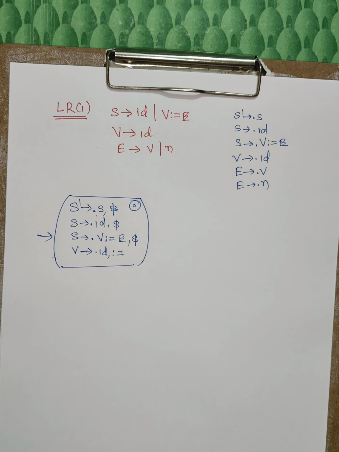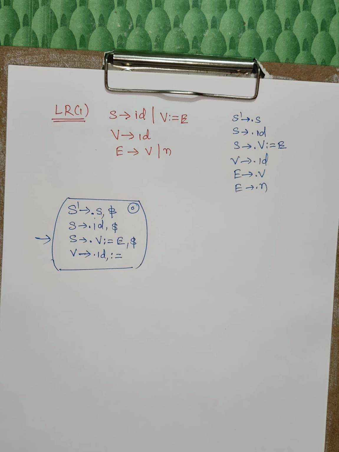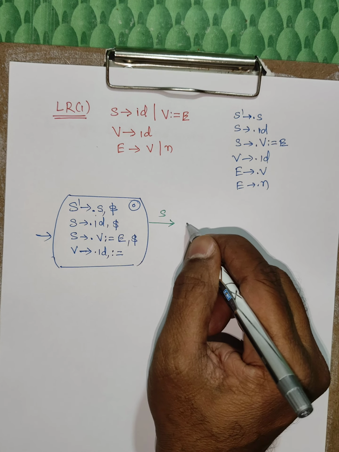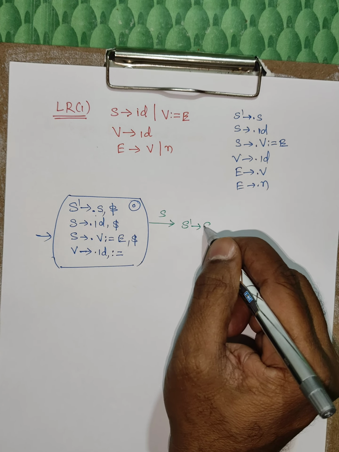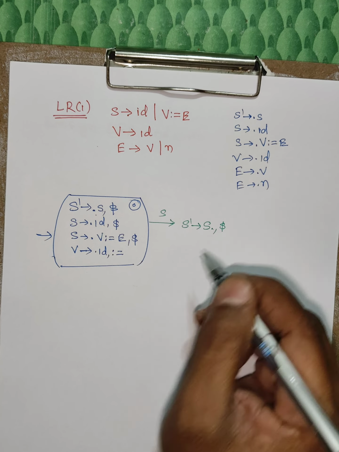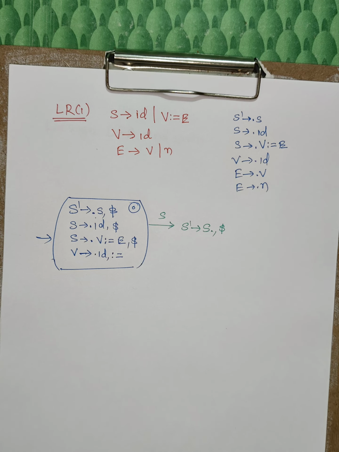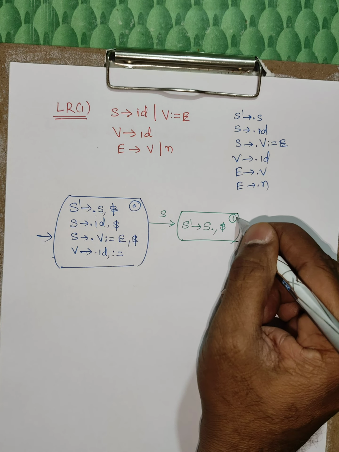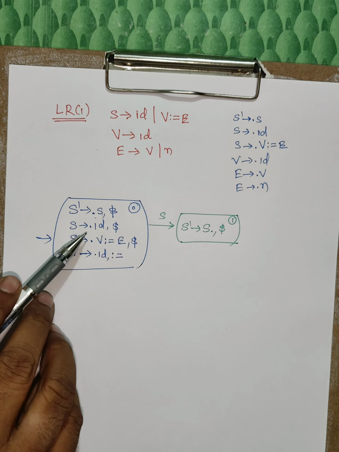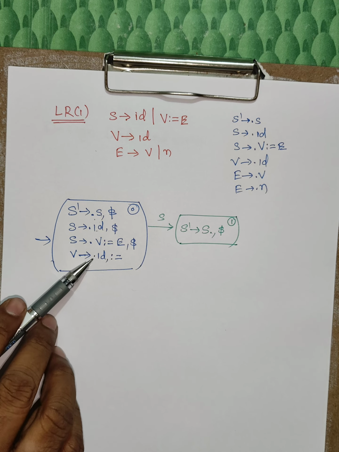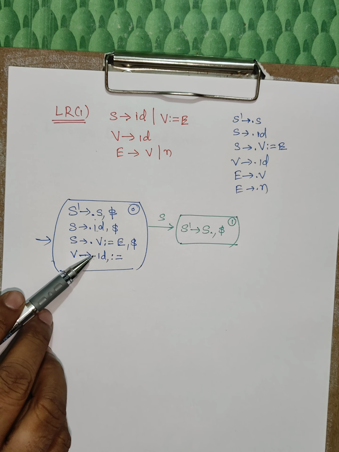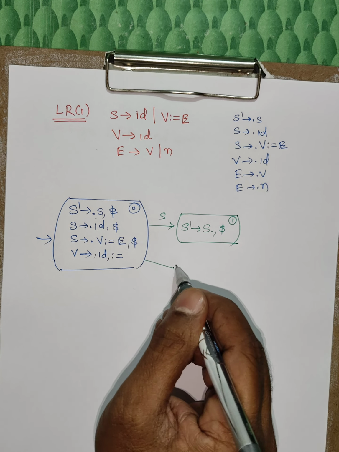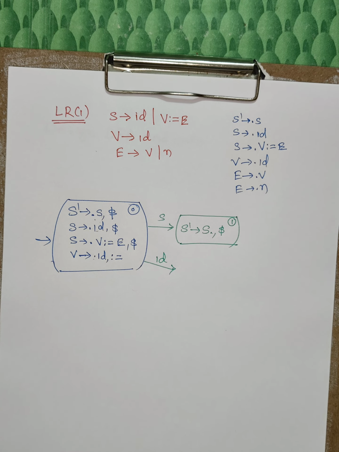Next, from this, transition on S: S' produces S dot, lookahead dollar. Only one transition is there on S, and this is a final state, state 1. Next, transition on id. After dot id, two items are there, but the carry lookahead is different, and this is a DFA, so for id you can take only one transition.